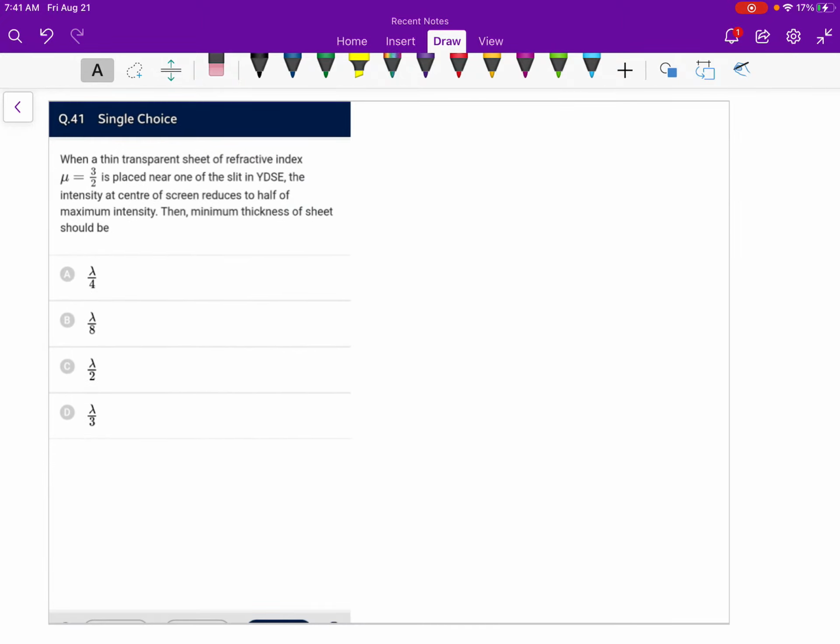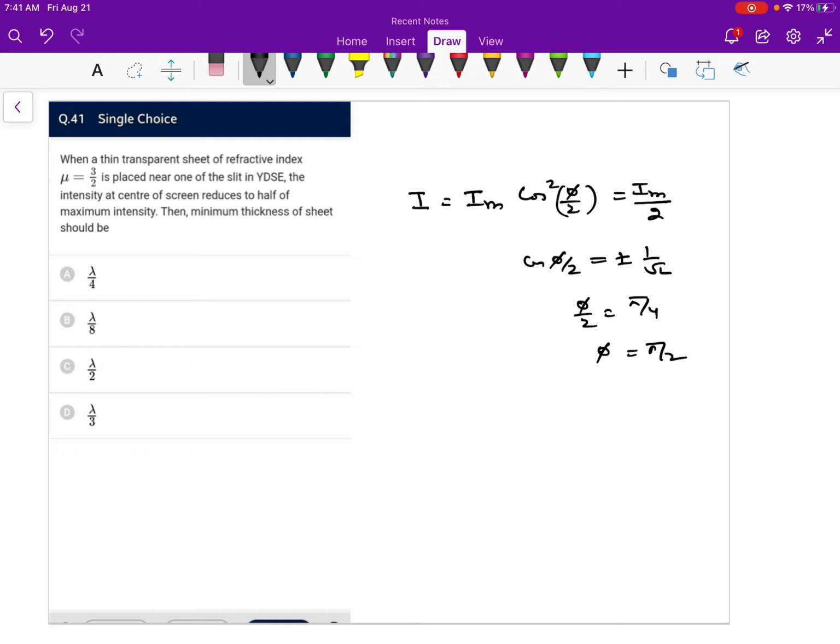When a thin transparent sheet is placed near one of the slits, the intensity at the center of the screen reduces to half of maximum intensity. So I is Im cos square phi by 2, and that is Im by 2. So cos phi by 2 is plus minus 1 by root 2. So phi by 2 is pi by 4, or phi is pi by 2. Minimum value, phi minimum is pi by 2.